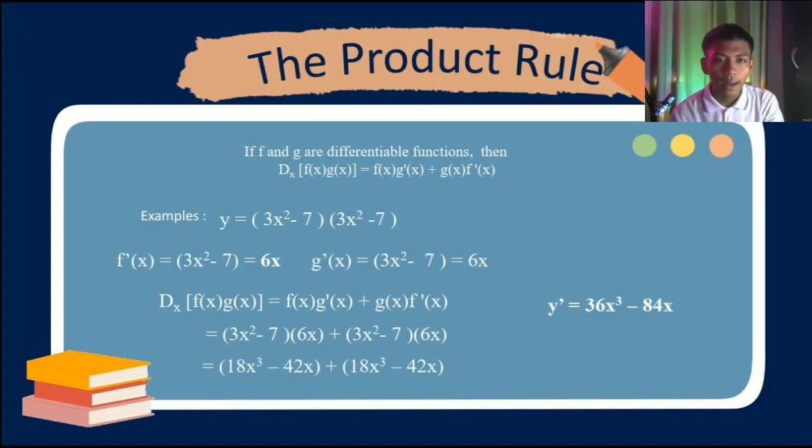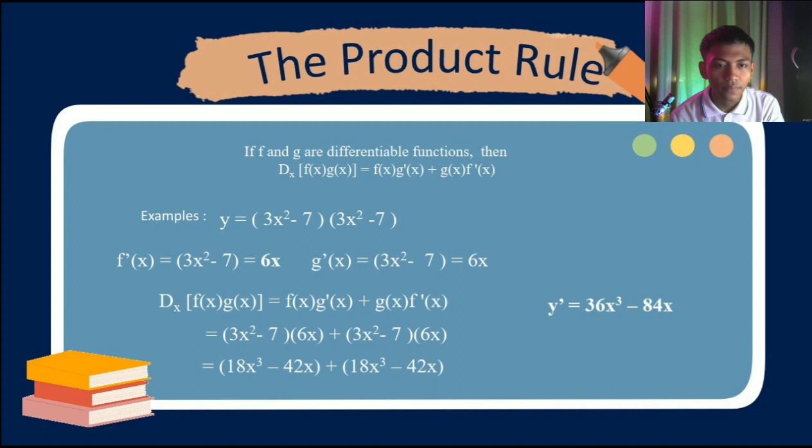Rule number 5, the product rule. Example, y is equal to quantity 3x squared minus 7 times quantity 3x squared minus 7. On the left side, we have f of x, and on the right side, we have g of x. And then, the derivative of f of x, we have to find. The first step, let's find the derivative of f of x.